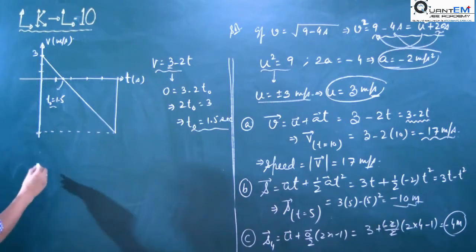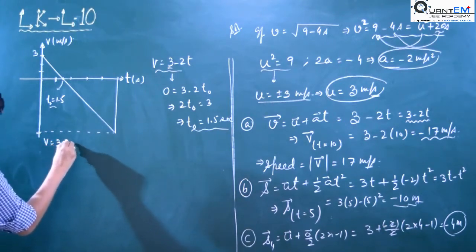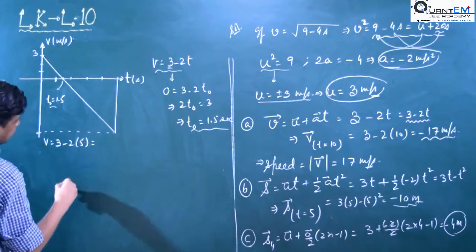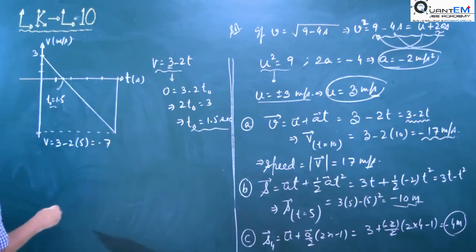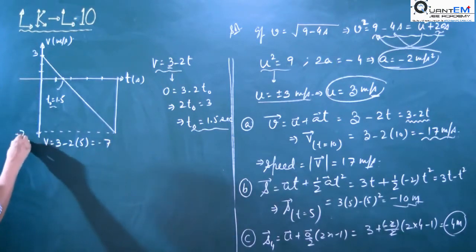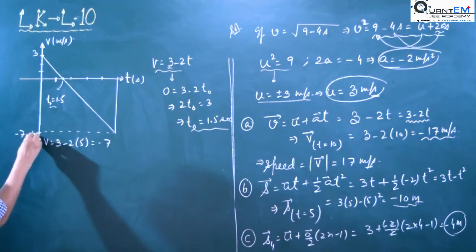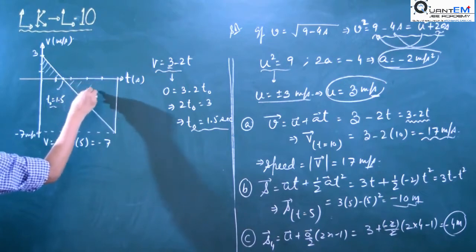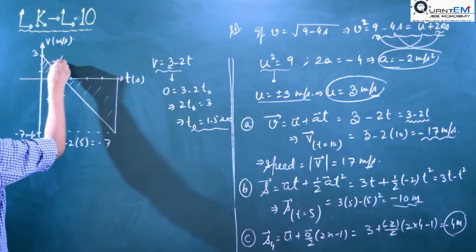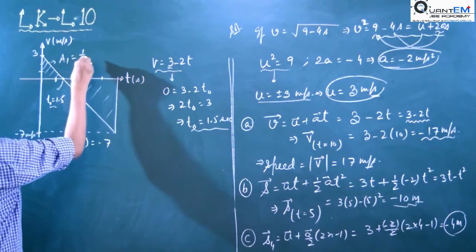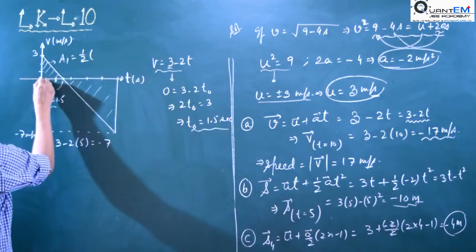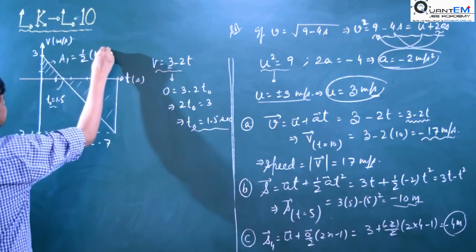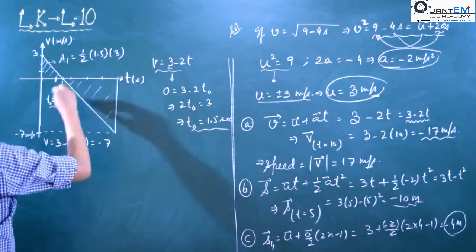At the end of 5 seconds, velocity is 3 minus 2 into 5, that is minus 7 meter per second. Now you get these areas. One area is this and the other one is this. So it is area A1, half. What about base? It is 0 to 1.5. And what is height? It is 3.